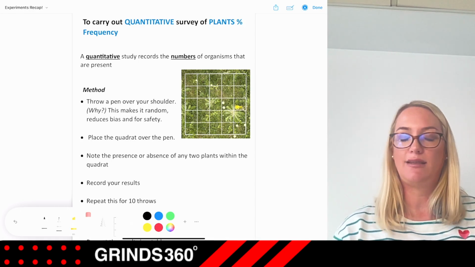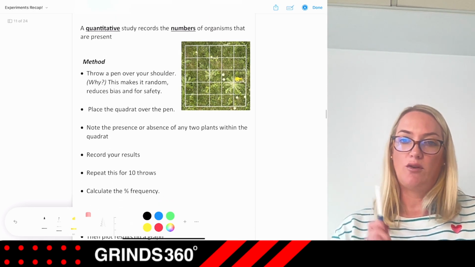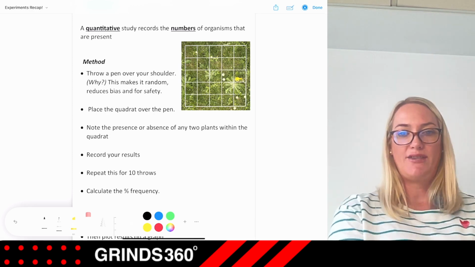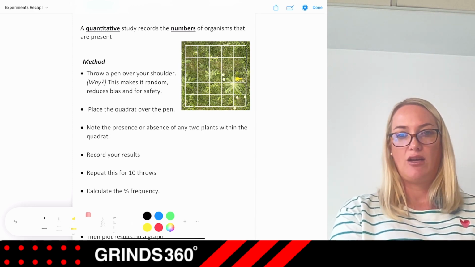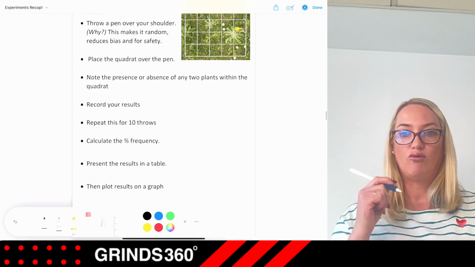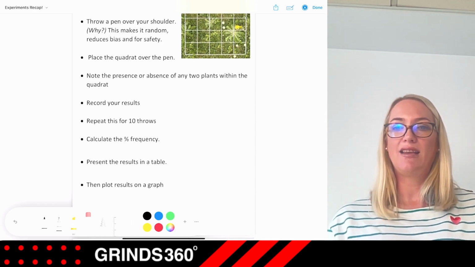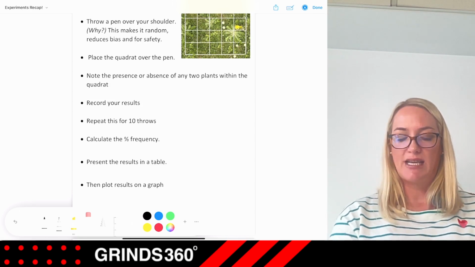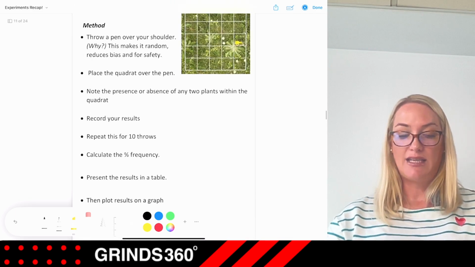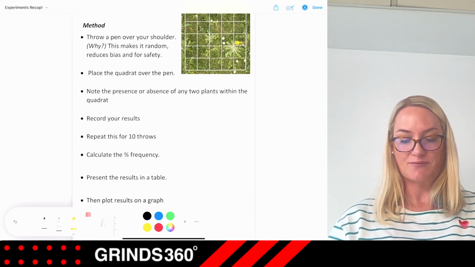Grass, daisy, keep it really, really simple. So throw a pen over your shoulder. Why? It's random, reduces bias, safety. Place your quadrat, a mark for your quadrat down. Record whether your plant is present or absent. There's a mark there going for record. Repeat, there's a mark, repeat. Repeat this 9 more times. Calculate out the percentage frequency. Present your results in a table and then plot results on a graph. This is what you need if this question is asked.